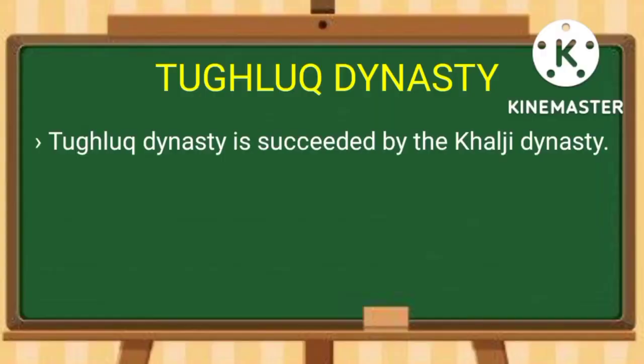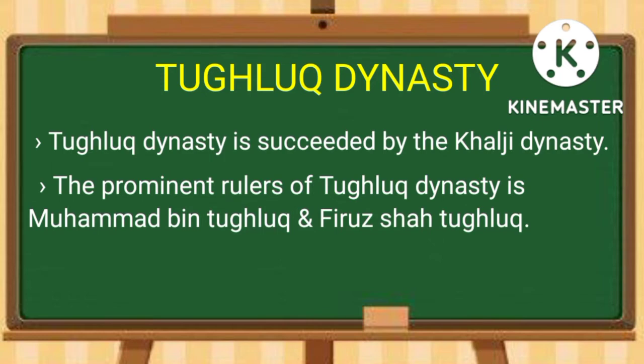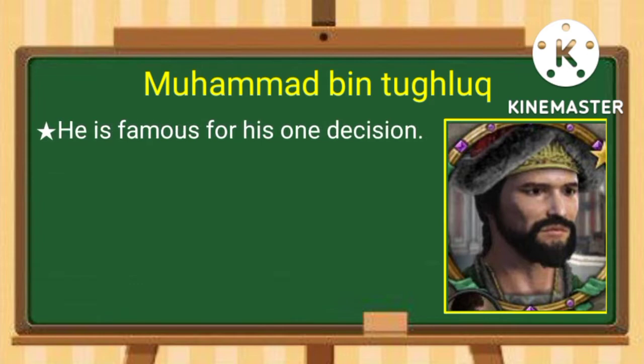After the reign of the Khalji, came the Tughlaq dynasty. The prominent rulers of the Tughlaq dynasty are Firuz Shah Tughlaq and Muhammad bin Tughlaq. I think you may be familiar with this name, Muhammad bin Tughlaq. Yes, he is a ruler of the Tughlaq dynasty who is very popular because of one decision. Do you know what that decision is?